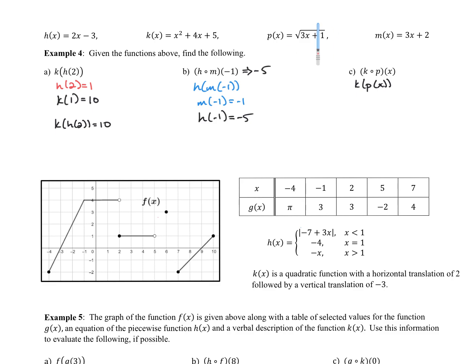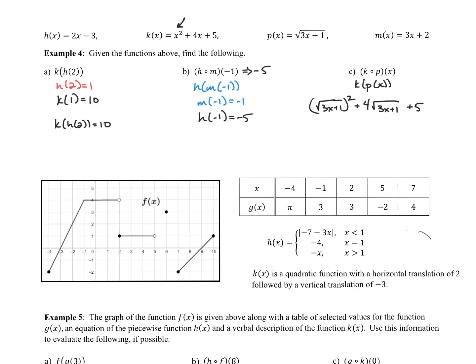Take my p equation and do what? Substitute it into k. Now, how many variables do I get to substitute in on this one? 2 of them this time. All right. And so let's explicitly write it out. And so now I'd have the square root of 3x plus 1. And then I do what to it? When I substitute it in right there, I'd now have it to the power of 2. And then plus 4 times the square root of 3x plus 1. And then I still have plus 5 chilling.